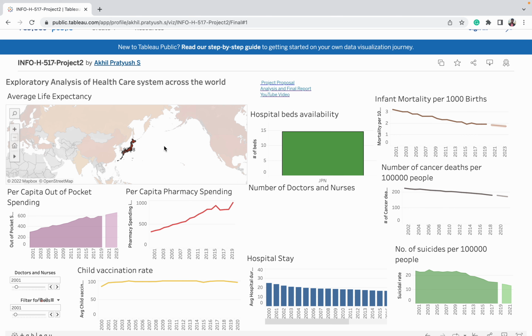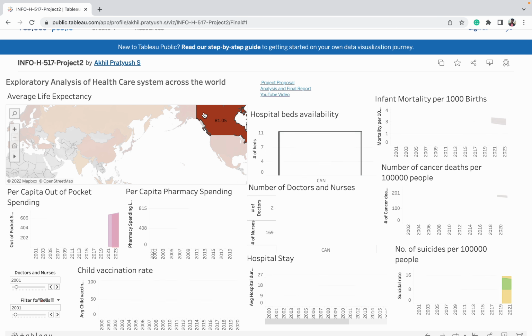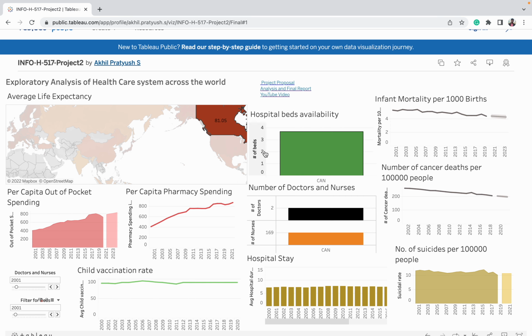And similarly, you can select some other countries. Now I went for Canada. Here you can see the number of hospital beds available per 1,000 people is 3.6 in Canada. And here we also have a filter to select the year you want to analyze the data for. For example, now we are showing the year 2001, and if I click here, this dashboard is going to show me the data of 2002.